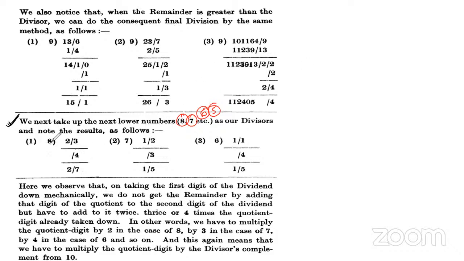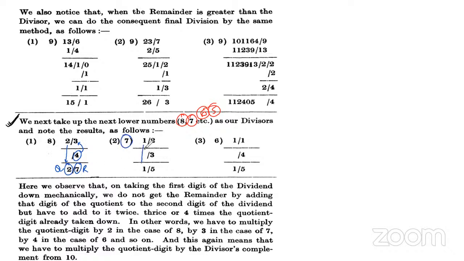So 23 divided by 8 is given. First drop the 2 here. First we have to drop the 2. This 2 we are adding to the 3, but before that you have to double the 2. What is the double of 2? That is 4. That 4 we are adding here, so that we are getting 7. Now it will be the remainder and this will be our quotient. When we have a divisor like 7, we have.